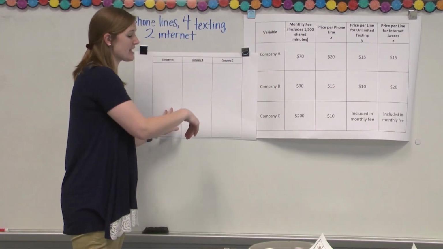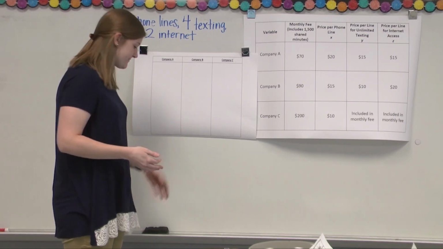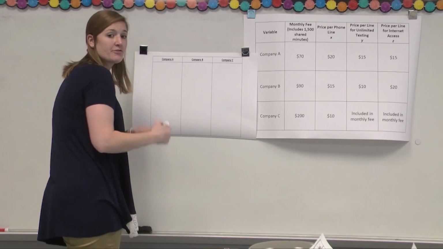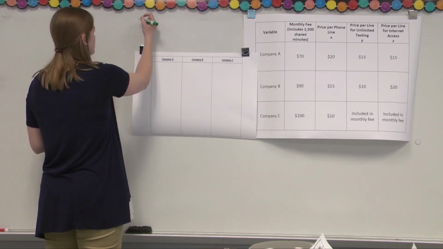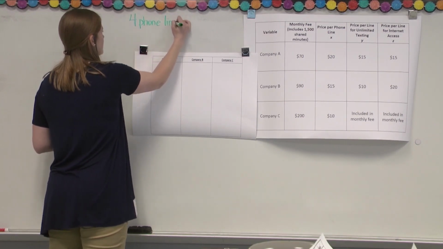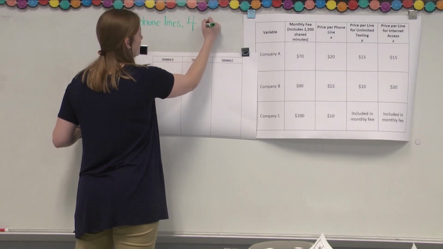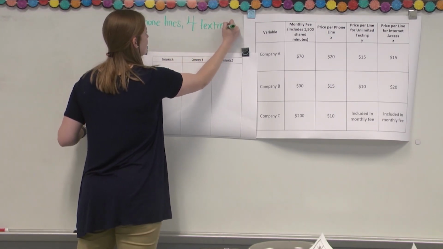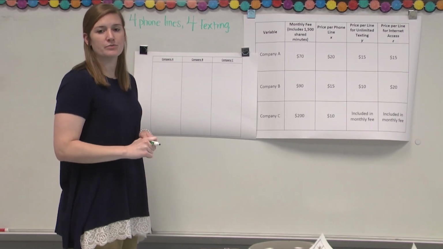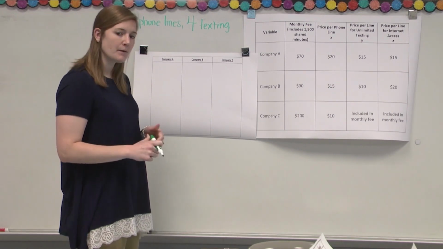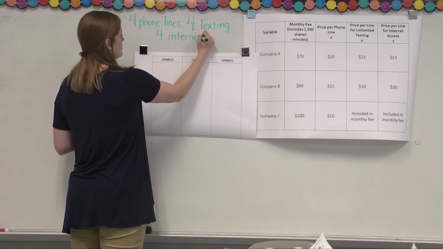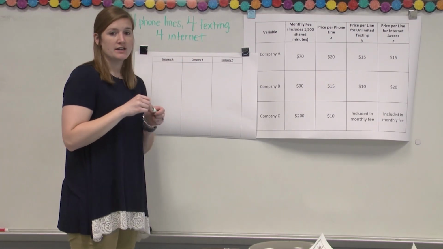All right, so using those same expressions that we used before, we have a different scenario this time. We're going to have 4 people that want phone lines. So 4 phone lines. We're going to have 4 people that want texting. And then everybody is also going to want internet. So how many phones with internet are we going to need? Yep, we need 4 of them. So 4 internet. So for this scenario, 4 phone lines, 4 texting, 4 internet.